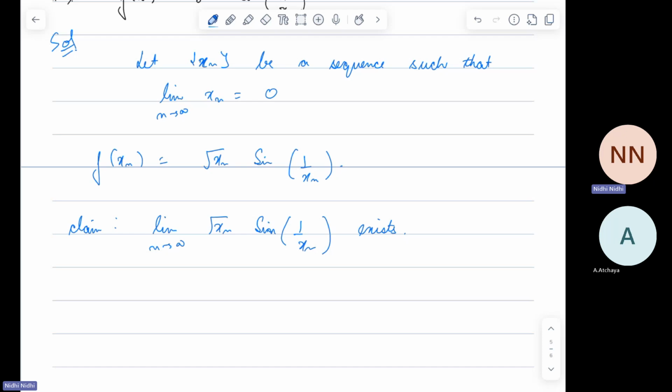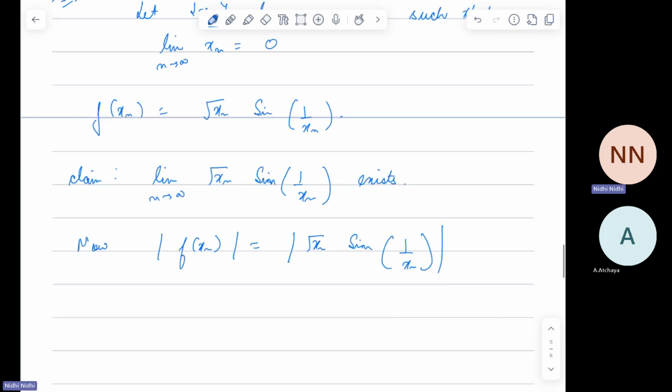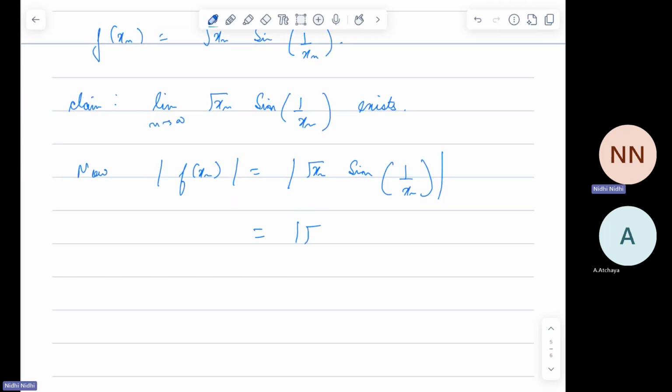So in order to see that, I will be using the sandwich theorem or the squeeze theorem. Let's see how we can use that. So now, mod f(xn) is equal to mod xn root xn sine 1 by xn. We know that this will be equal to mod root xn times mod sine 1 by xn.